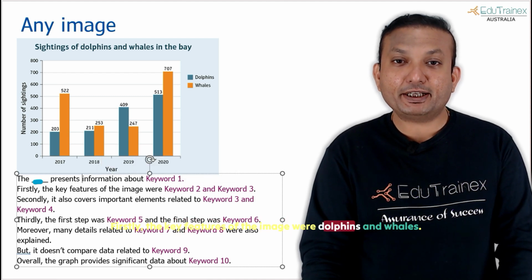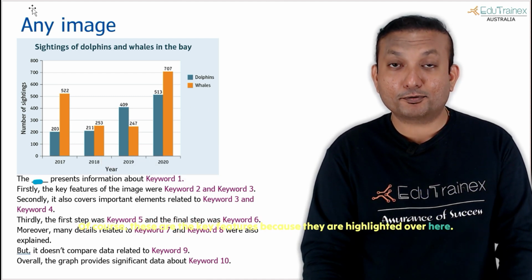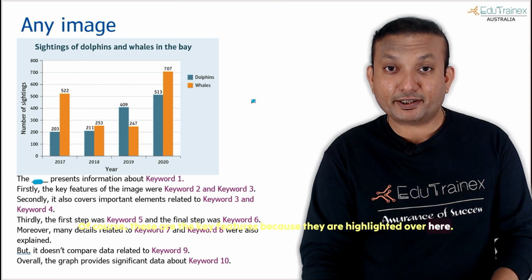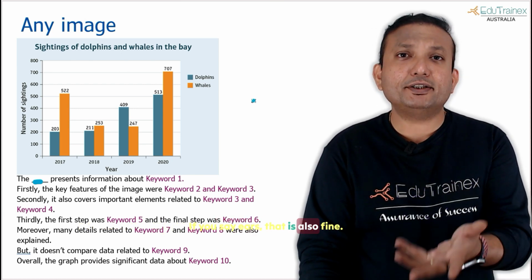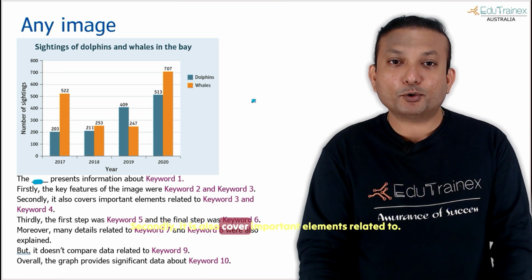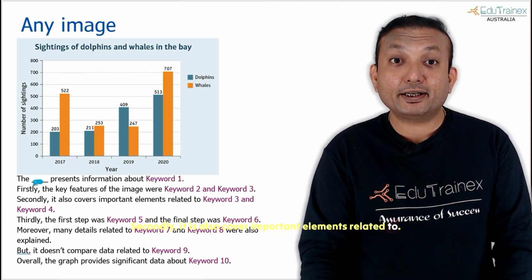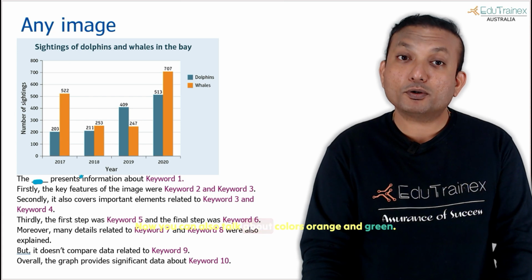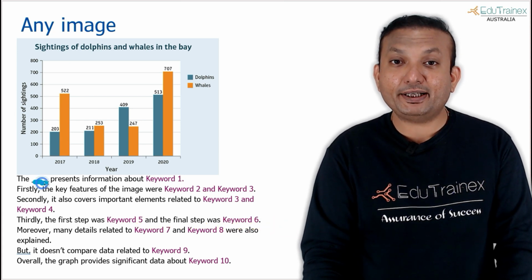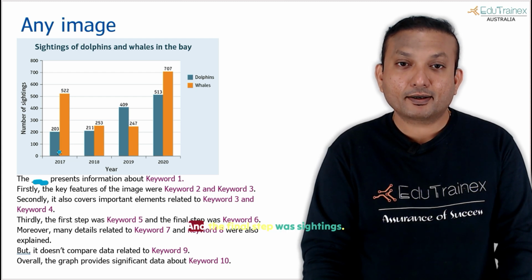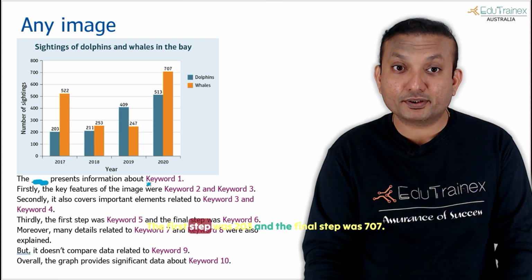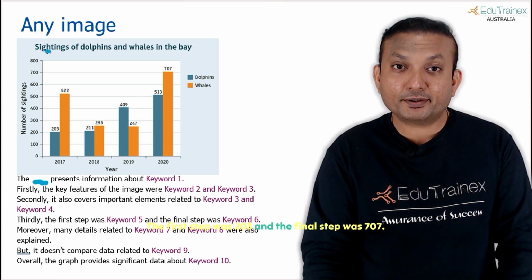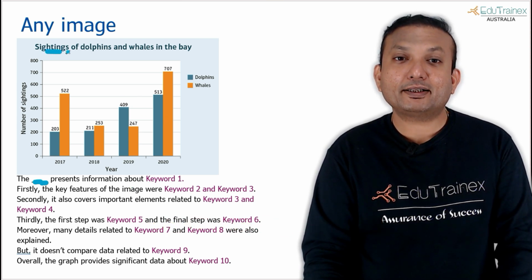Firstly, the key features of the image were dolphins and whales. Of course, these are the key features because they are highlighted over here. Key features. Okay. Doesn't matter if you don't say dolphins, if you say ears, that is also fine. Secondly, it also covers important elements related to. Now you can also talk about colors, orange and green. Thirdly, the first step was number and the final step was sightings. Or you can talk about some numbers. The first step was 203 and the final step was 707.